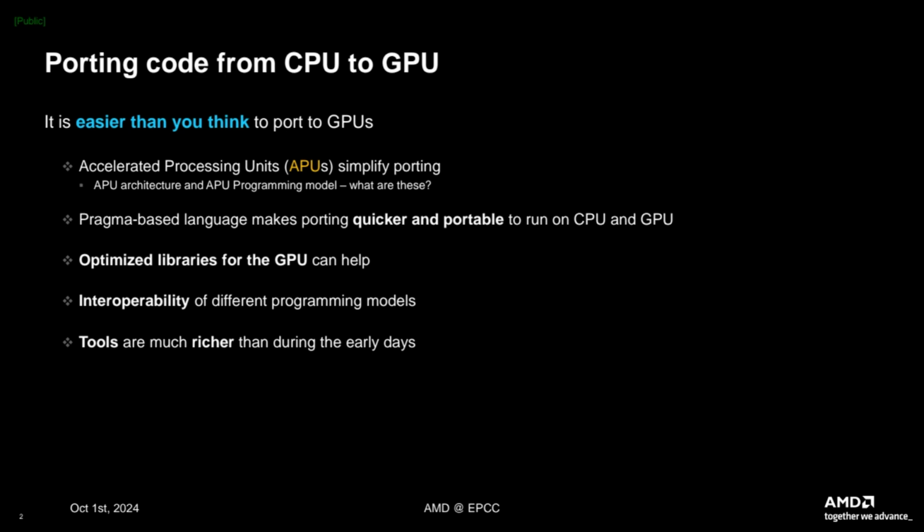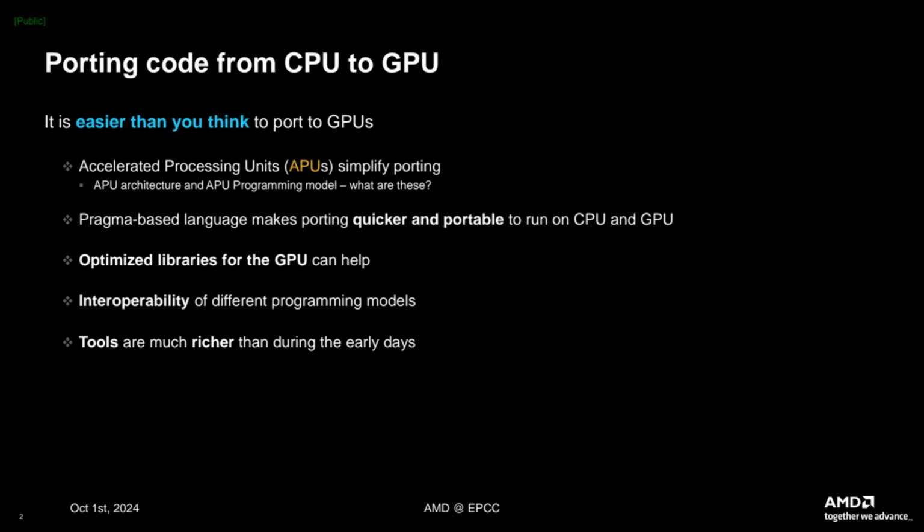Additionally, pragma-based languages can make the porting process quicker, and you can ease into it because with a relatively small number of code lines, you can offload your loop from the CPU to the GPU. So pragma-based languages can be a quick and somewhat soft introduction to CPU to GPU porting. We also have optimized libraries for the GPU that can be used, for instance, to perform some linear algebra operations. Therefore, you don't have to worry about how to do a Fourier transform on the GPU, for instance.